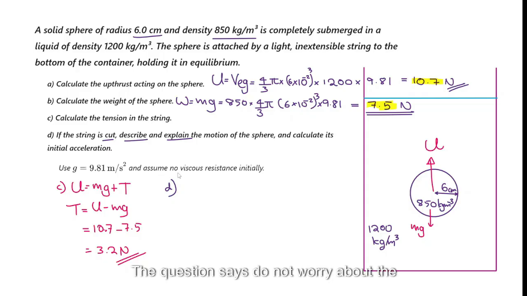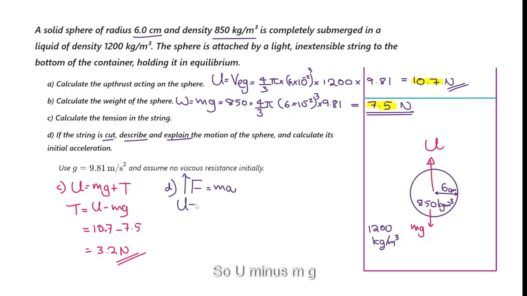The question says don't worry about the viscous resistance. So let's write the equation F is equal to ma in the upward direction. So U minus mg is equal to ma. Now U is 10.7, take away 7.5, divided by m is a.